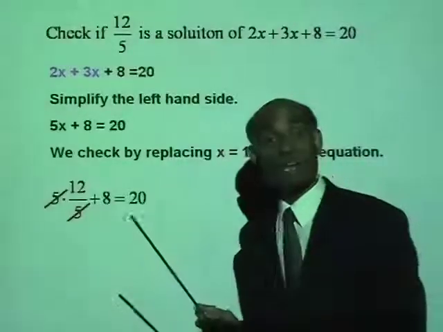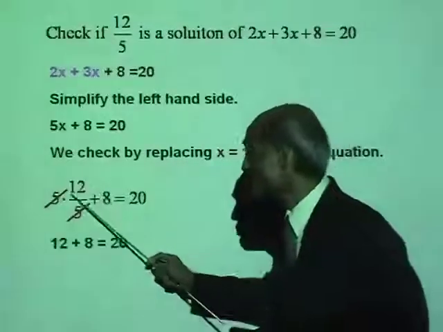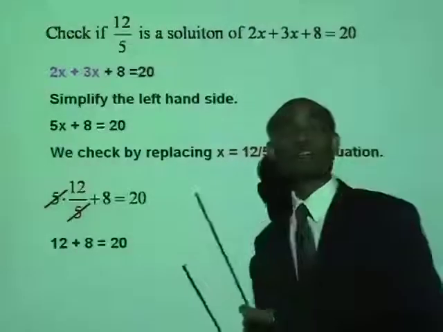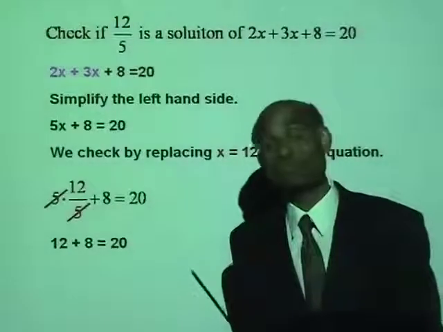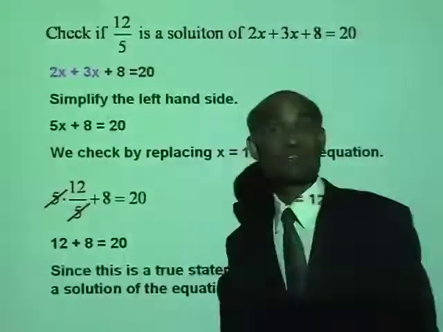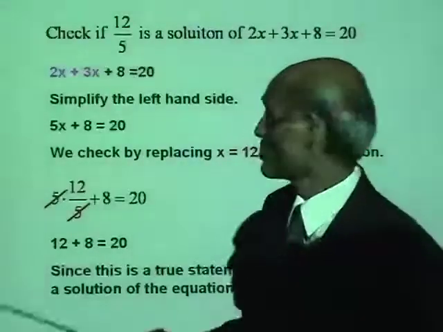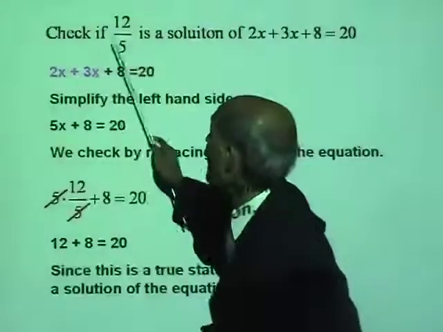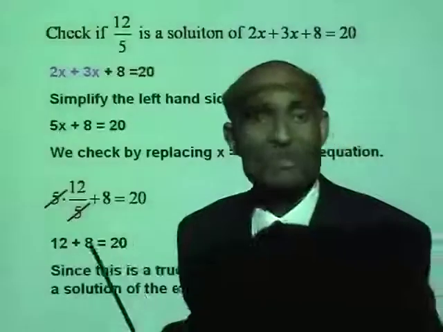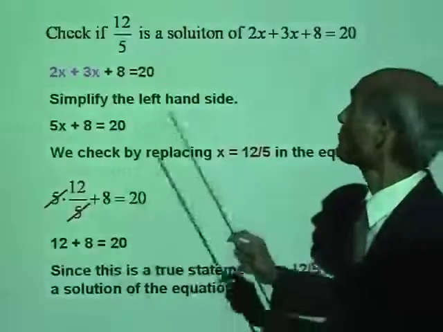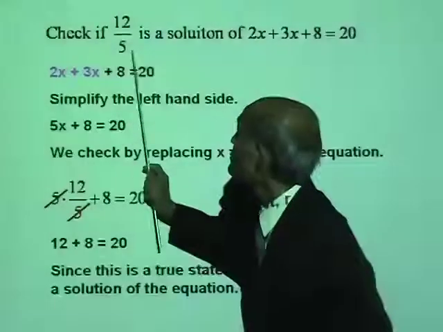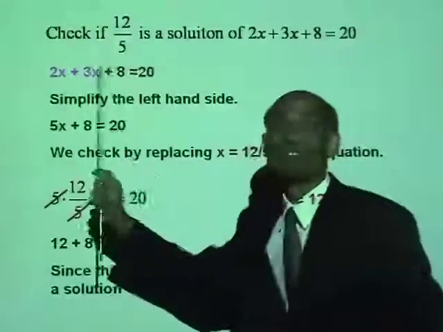Now, what is now the left-hand side? It's 12 plus 8, and the right-hand side is 20. Is that a true statement? Yes, 12 plus 8 is 20. So, replacing x by 12 over 5, we have a true statement. Therefore, x equal to 12 over 5 is a solution of this equation.